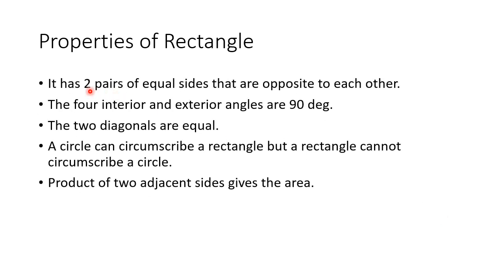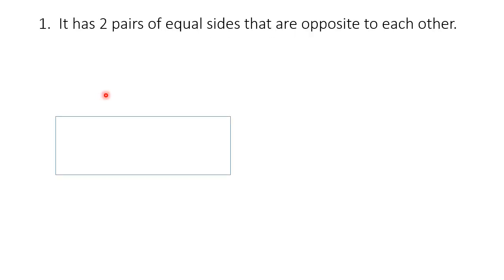Here I have listed 5 properties. Let me explain one by one. The first property is it has two pairs of equal sides that are opposite to each other. So this is the shape of rectangle, and in the rectangle you have two horizontal and two vertical lines.